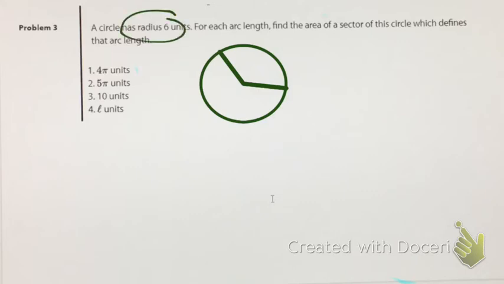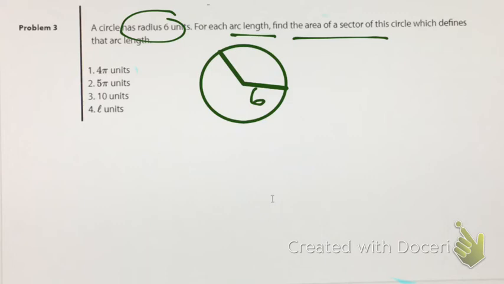Let's see, it's got a radius of 6. So I'm going to draw it right in there. And for each arc length, find the area of the sector. Okay, so they're giving you the arc length. You're always going to have to go back and find the angle, and then you have to use the angle, and then go back and find the area. So I'm actually going to erase this and, you know what, I'll just do a couple samples here. I won't do the whole thing, just a couple samples, then we'll call it a day.